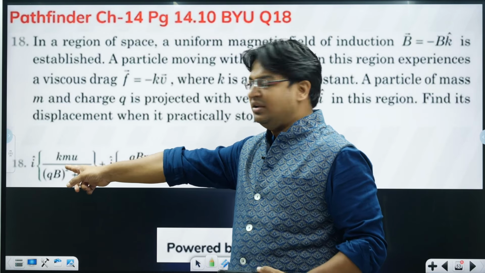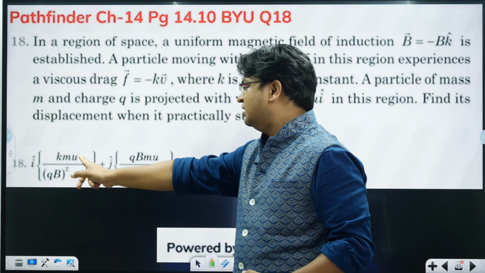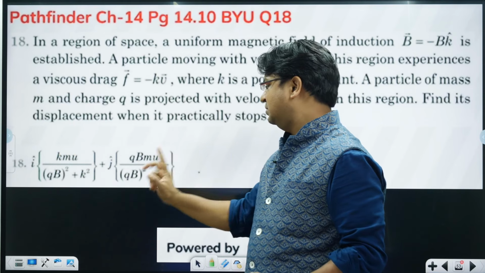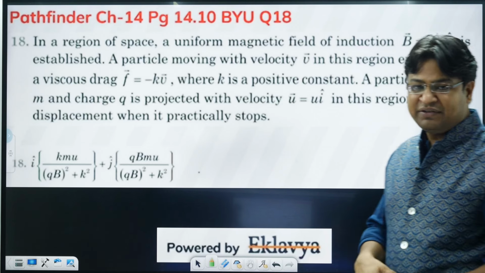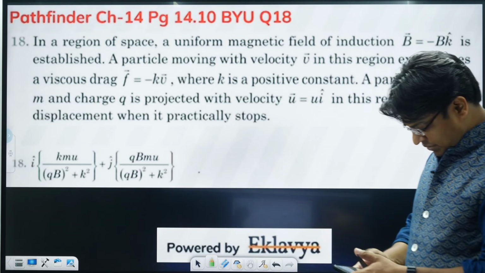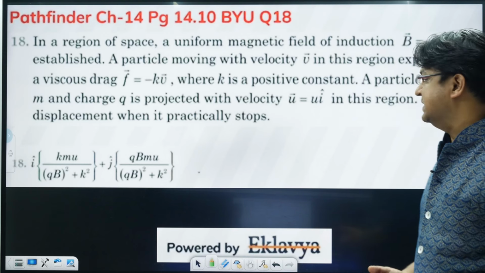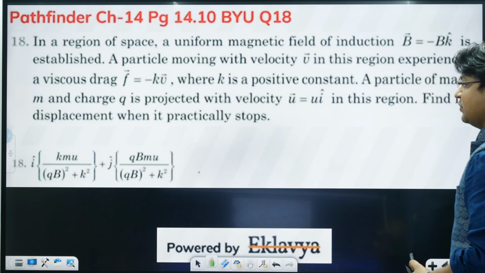So here b is k. In this question, b is same as k. So mbu and qbmu. Okay, so you got the answer. So you see that if you have derived the result, if you remember the result, this question was solved very, very easily. Okay, now if we go to the next question.